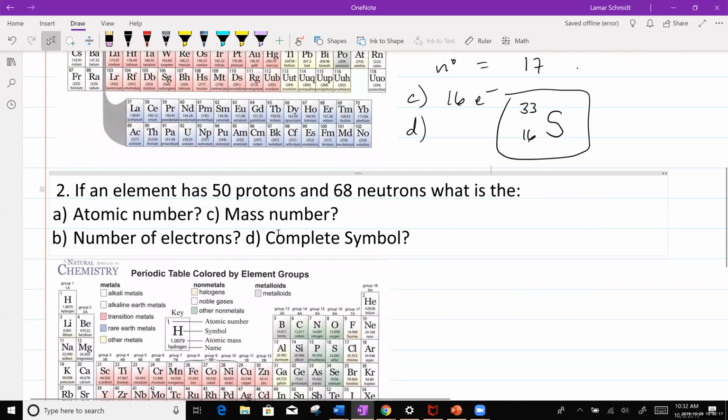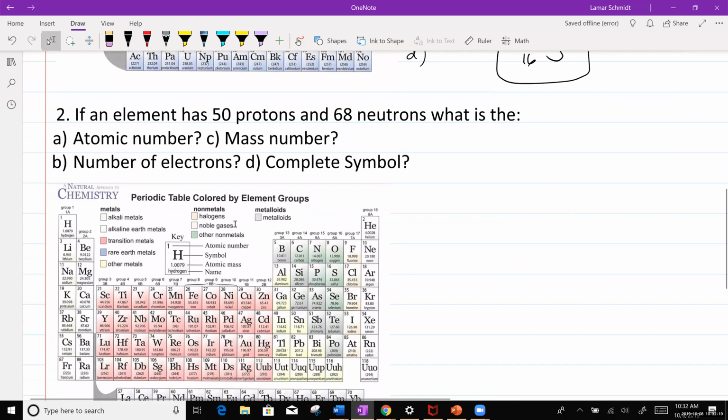All right, last question on day 1. If an element has 50 protons and 68 neutrons, what is the atomic number? What is the number of electrons? What is the mass number? And then what is the complete symbol?